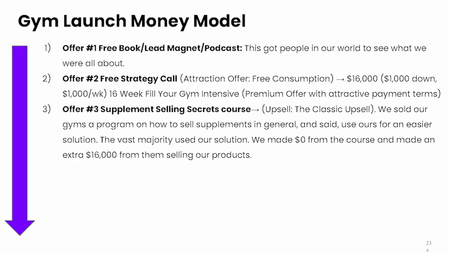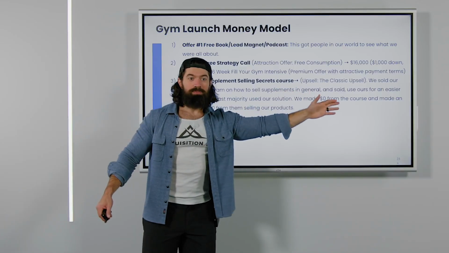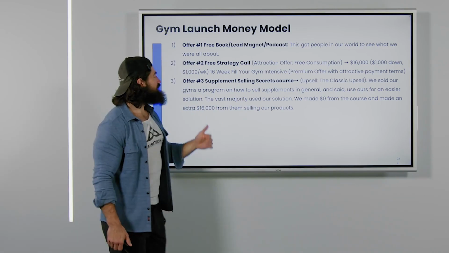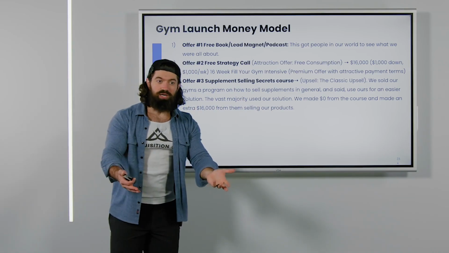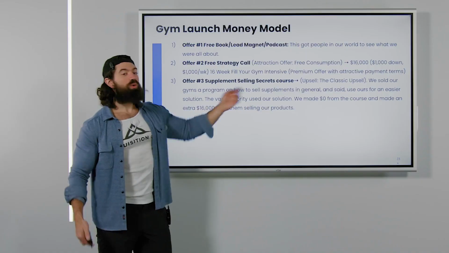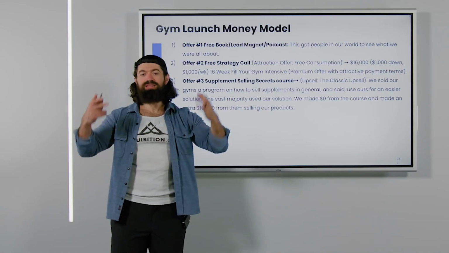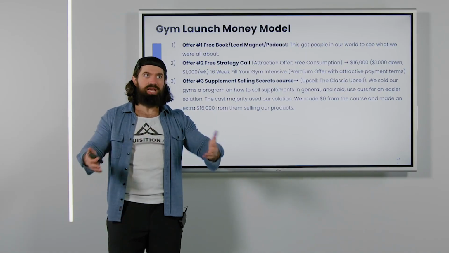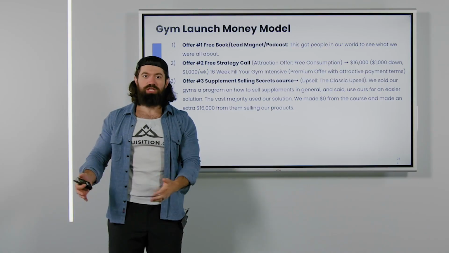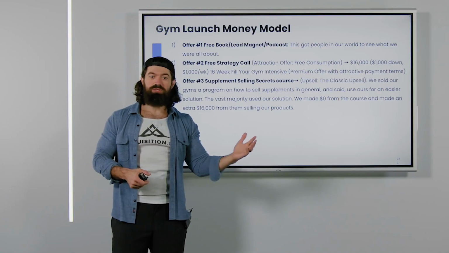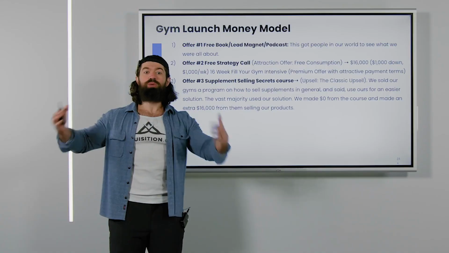Now, offer 3 was the supplement selling secrets course or training. This was free. All we had to do was get them to buy products. We'd give them the training for free, and then we would get them to sell the products. When I say get them to, we just explained how they would make more money selling these products and why they were specifically made for gyms. And so I had price protection that no other company would offer.